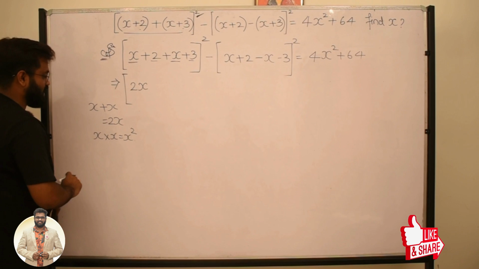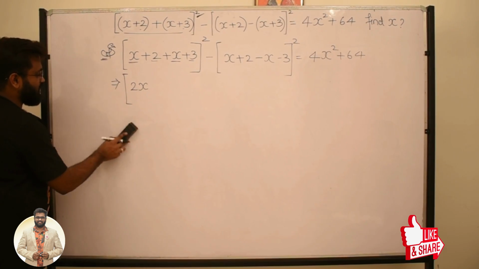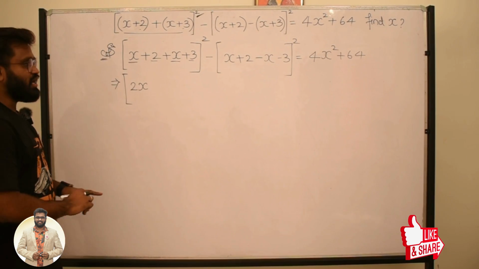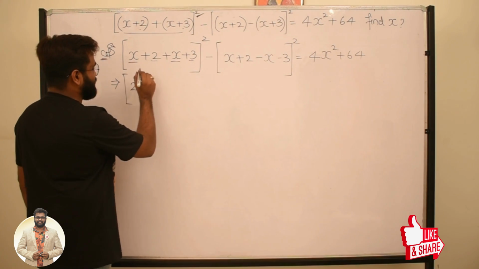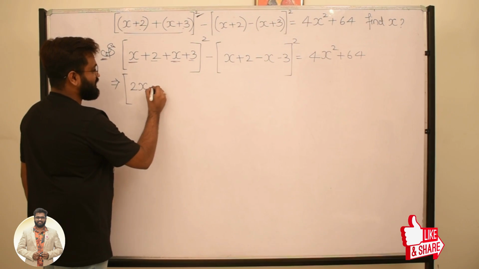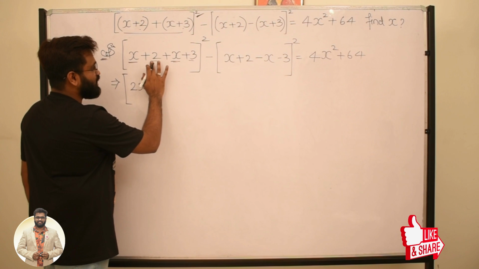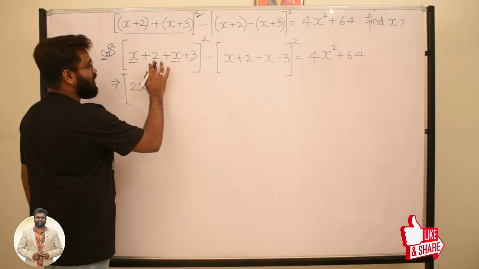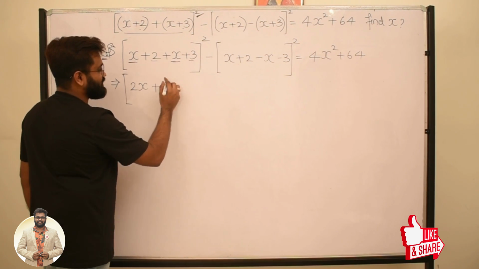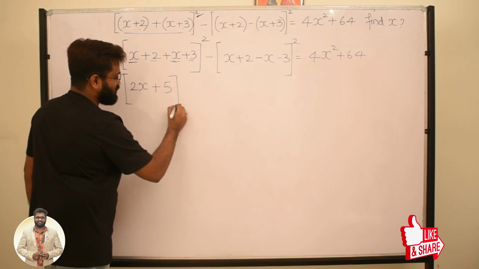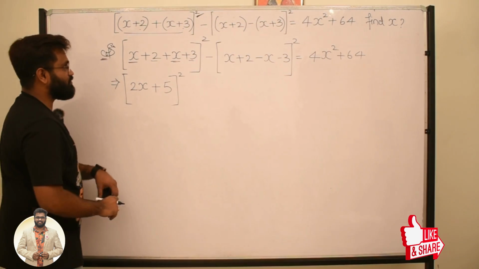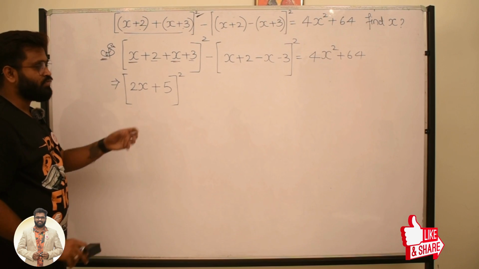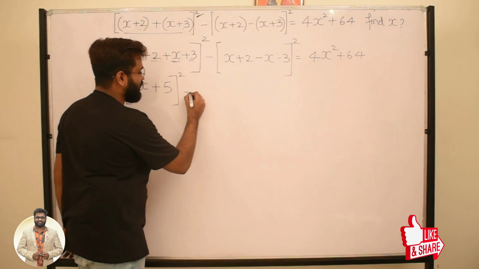This is very important. In all my problems, I will explain with the basic terms so that you can understand easily. x plus x is 2x plus, the remaining, I need to add the numerical. What happens to the numerical? 2 plus 3 is 5. So the whole square remains the same. See, I have simplified this into the simple form. Similarly, this minus remains the same.